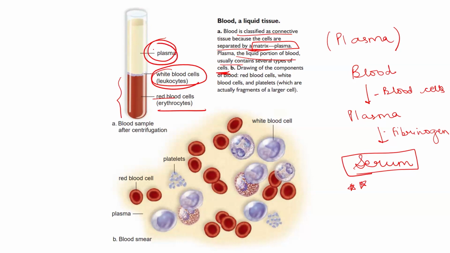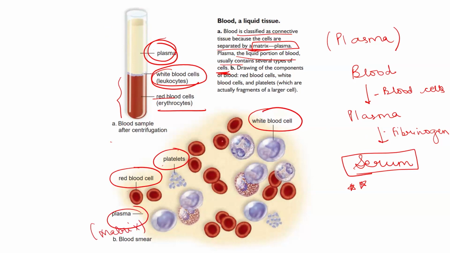So the plasma is the liquid portion, which is also the matrix of the blood, which is the matrix of the fluid connective tissue. And upon centrifugation, you can clearly separate the plasma from the other blood components. And if I create a smear of that blood sample, we will see different kinds of cells like white blood cells, red blood cells, and platelets, and the plasma. So plasma is forming the matrix, and these are the different types of cells.